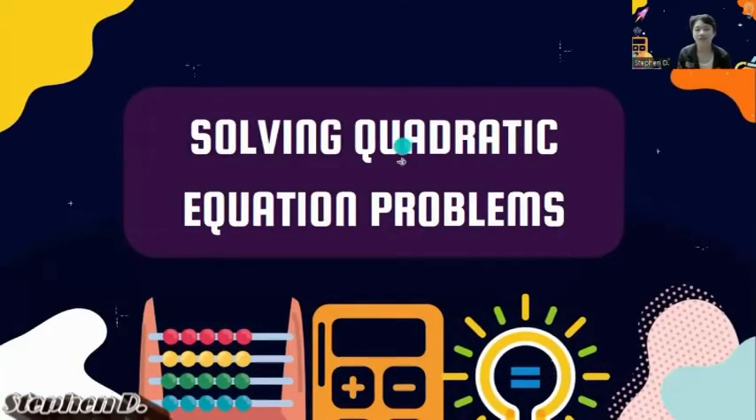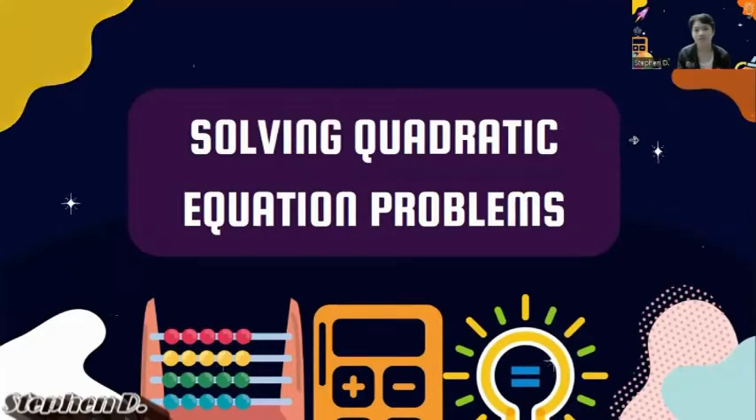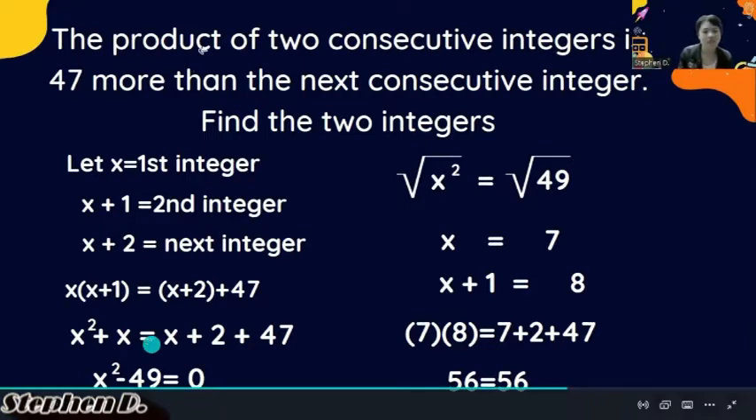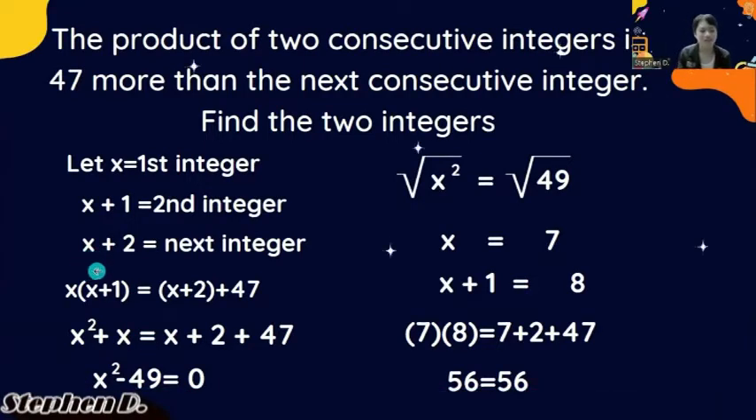Next is solving quadratic equation problems. First, the product of two consecutive integers is 47 more than the next consecutive integer. Find the two integers. So our first integer will always be x. Since it's consecutive, it's going to be x plus 1, which will be our second, and then our next will be x plus 2. So we'll get our formula x times the quantity x plus 1, since it's the product of two consecutive integers, so it's our first and second.